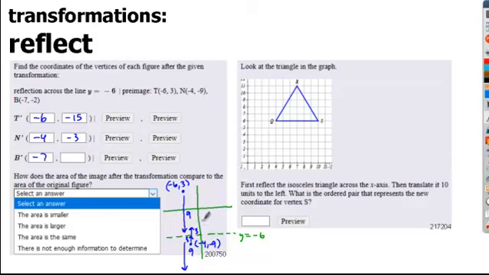And then finally, negative 7, negative 2. So here's my point. I find the total distance from negative 2 to negative 6 is 4. So if I move 4 more units down, I get to what? Negative 10. What's going to happen to my area in this transformation? Isometric, so it's going to stay the same.